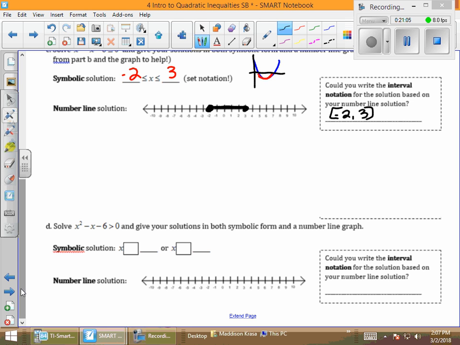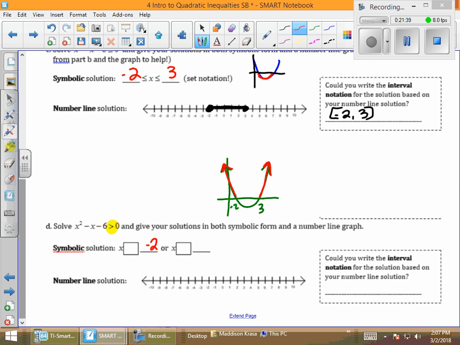Now we flip the sign. Okay, now our sign is a greater than sign, but there's no equal to there. So I want you to think about the graph. Right here from -2 to 3, it was below the x-axis. Now we're talking about above the x-axis. So we're talking about right here, and we're talking about right here. So this -2, we know that's going to go here.